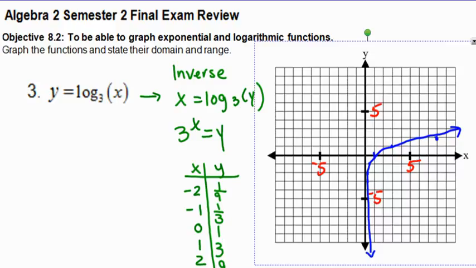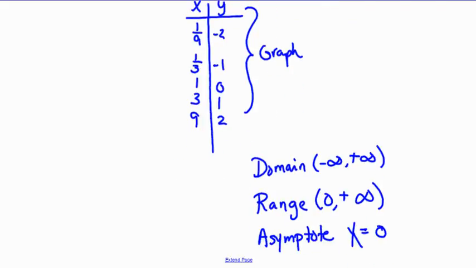So again, the key features that we're using for our graph: we've got our domain from 0 to +infinity, range -infinity to +infinity, and again our asymptote at x equals 0.